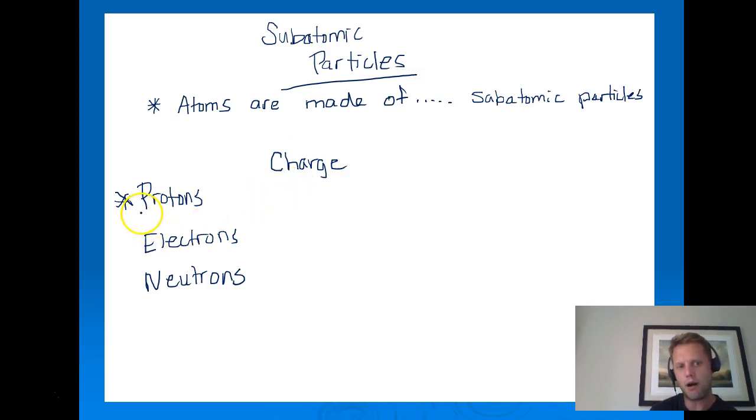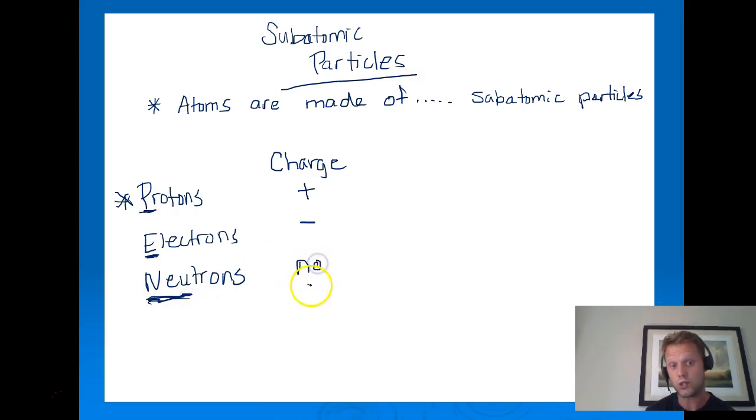Protons have a positive charge, because they start with a P, positive. Electrons have a negative charge. Now there's an attraction between positive and negative things. So protons really like electrons. They like to hang out together. Neutrons, on the other hand, are kind of strange. They have NEU. It starts like neutral.